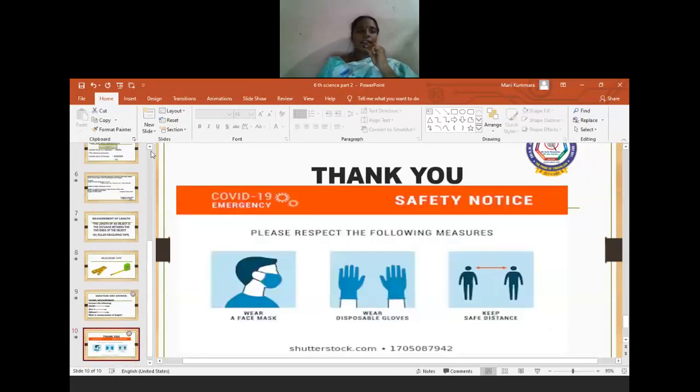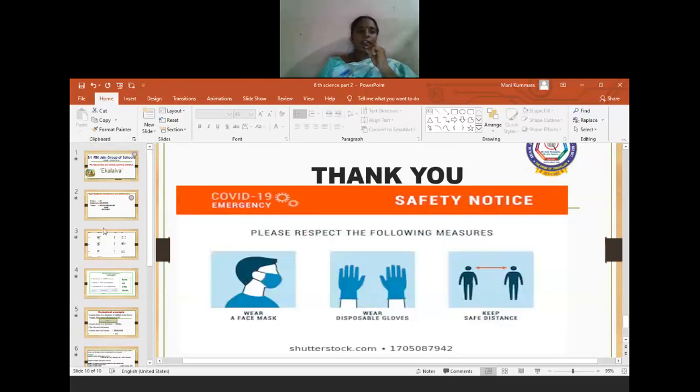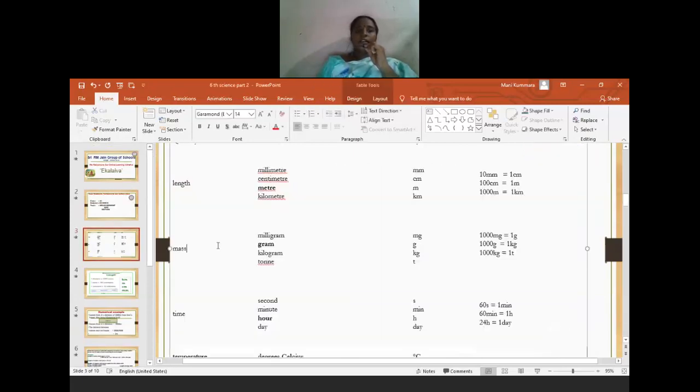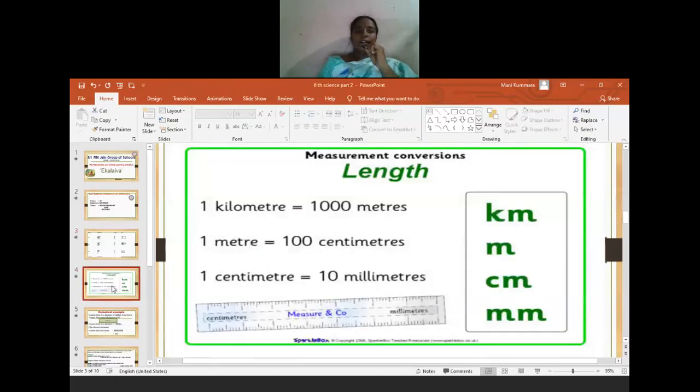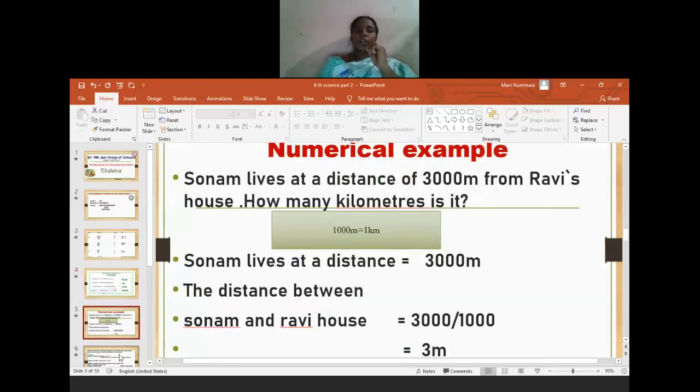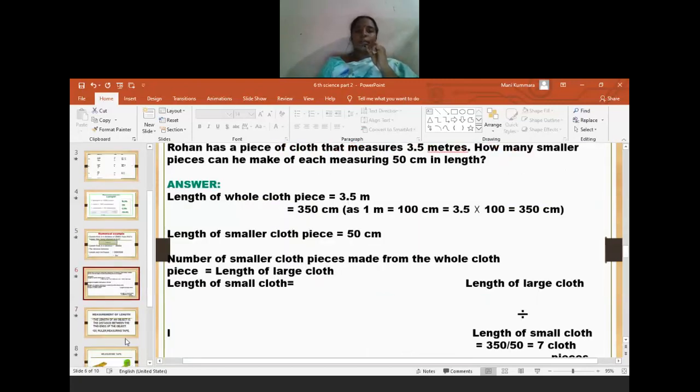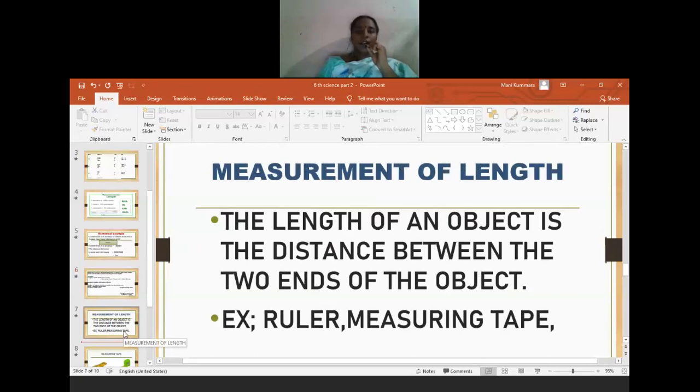So in this section, we have seen about basic standard units and how to convert. 1 kilometer is equal to 1000 meter, 1 meter is equal to 100 centimeters, 1 centimeter is equal to 10 millimeters. Then we saw two sums, then measurement of length. The length of an object is the distance between the two ends of the object. Measuring tools are ruler and measuring tape.